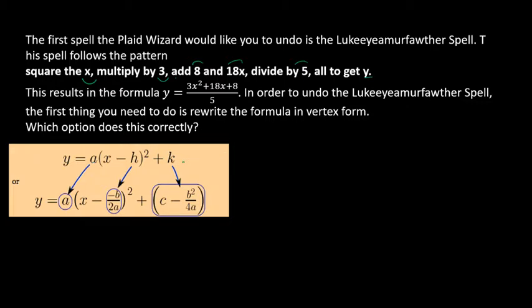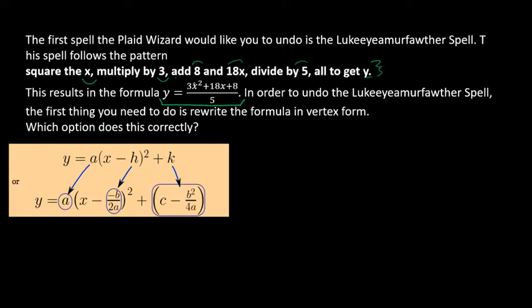So quite a bit of wording there. Essentially, they're saying here is your formula, rewrite it in vertex form. So if nothing else, take that formula and rewrite it in vertex form. Now the actual spell part is worth noticing. It'll come into play later.